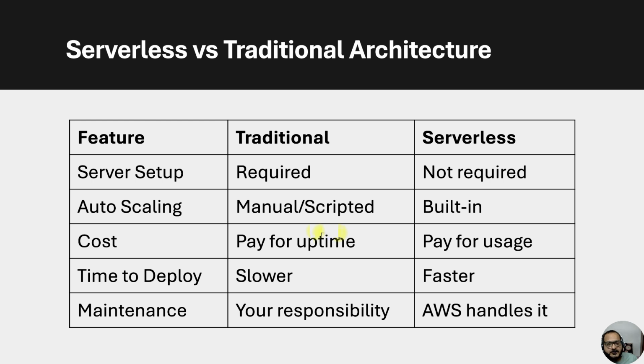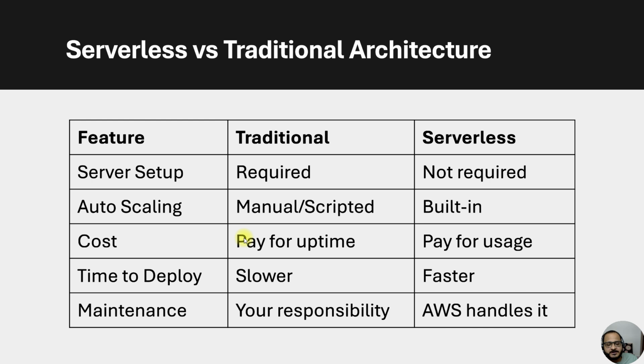Now, if you compare serverless versus traditional servers, what are the differences? The very first feature is server setup. If you are using a traditional architecture, then you need to set up a server on your own. In serverless, it is not required. Auto scaling: in traditional, you have to do it manually or write a script to scale up and scale down the instance where your code is running. In serverless, it is built in.